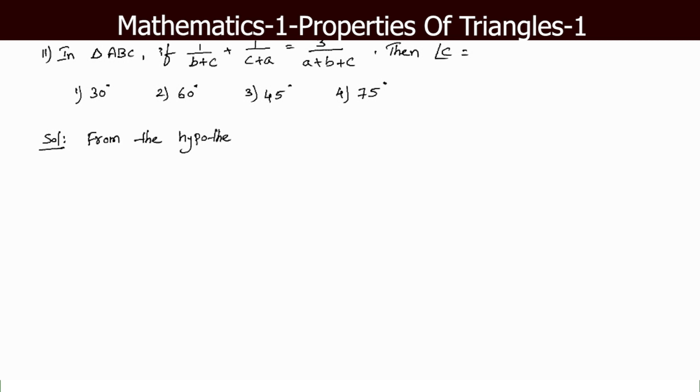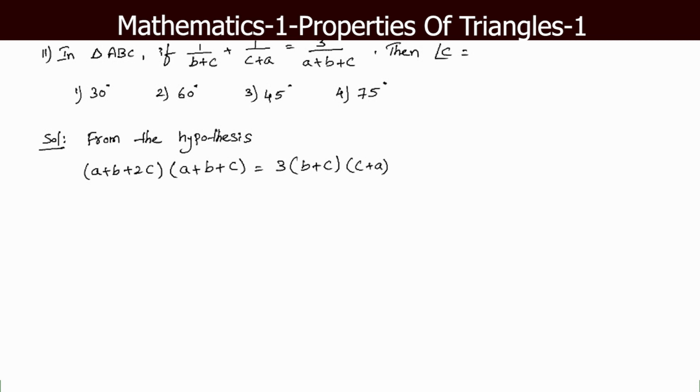So from the hypothesis, you simplify it. The given hypothesis you simplify. (a plus b plus 2c) into (a plus b plus c) is equal to 3 into (b plus c) into (c plus a). Now expand, multiply both sides, that is, expand it and simplify the terms.